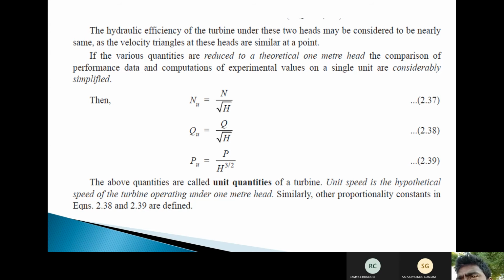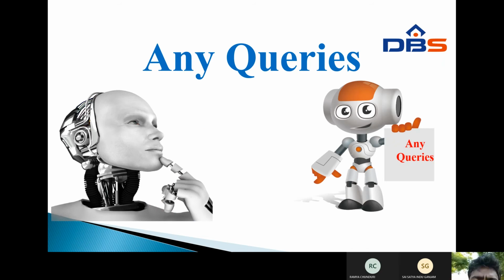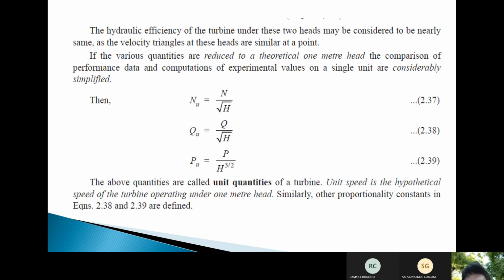Unit speed means N by root H, based upon the head. Unit discharge means Q by root H. Unit power means P by H power of 3 by 4. These three equations are most important. The above quantities are called unit quantities: unit speed, unit discharge, unit power.